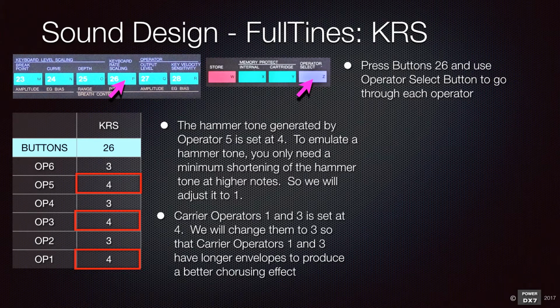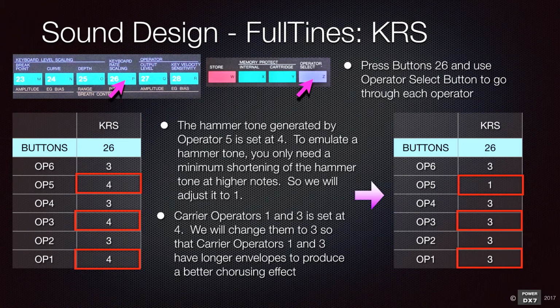Also for carrier operators 1 and 3, they are set at 4. We will change them to 3 so that those carrier operators 1 and 3 can have longer envelopes. What this does is to make the overall chorusing effect last longer.